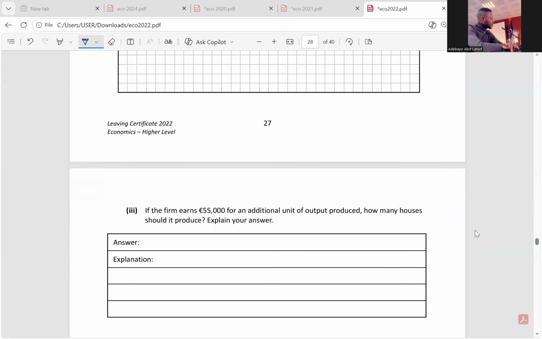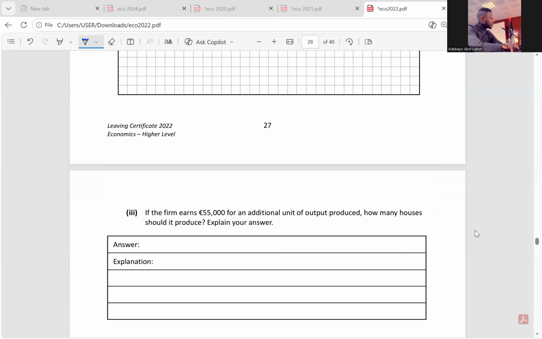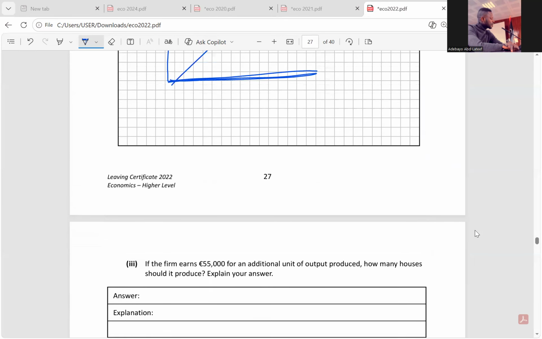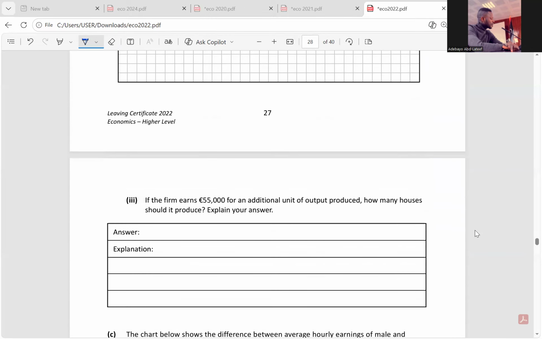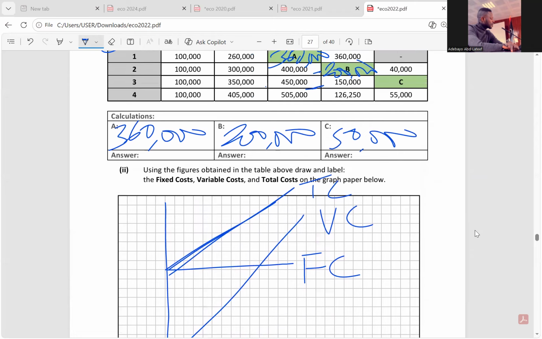Question. If the firm earns 55,000 for an additional unit of output produced, that is MR, marginal revenue. Here they said if the firm earns 55,000 for an additional unit of output produced, this is marginal revenue. Now, how many houses should it produce? Explain your answer. A firm would want to maximize profit, right?